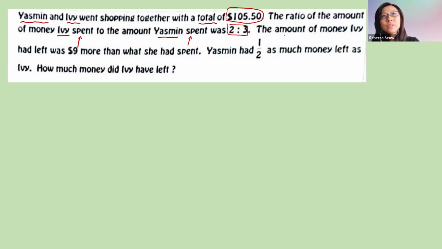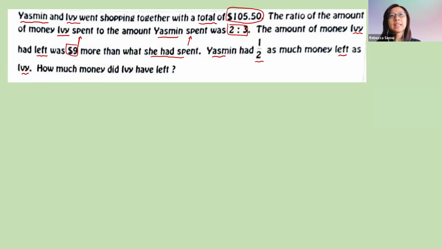The next sentence tells you that the amount of money that Ivy had left was $9 more than what she had spent. You realize that in this sentence, what they brought in is the amount of money that was left. Yasmin had half as much money left as Ivy. All these are really quite important information as well. Question: how much money did Ivy have left?